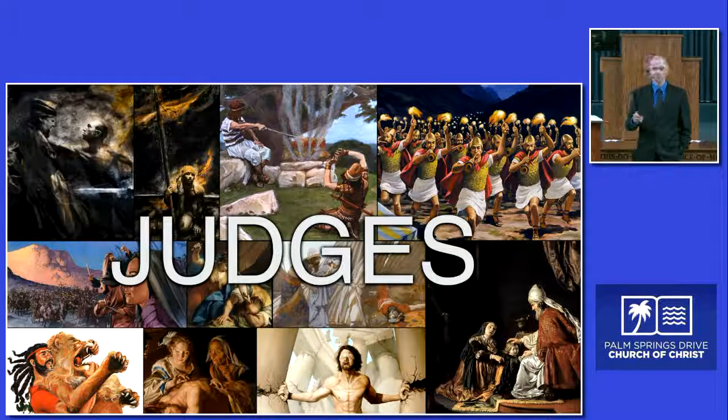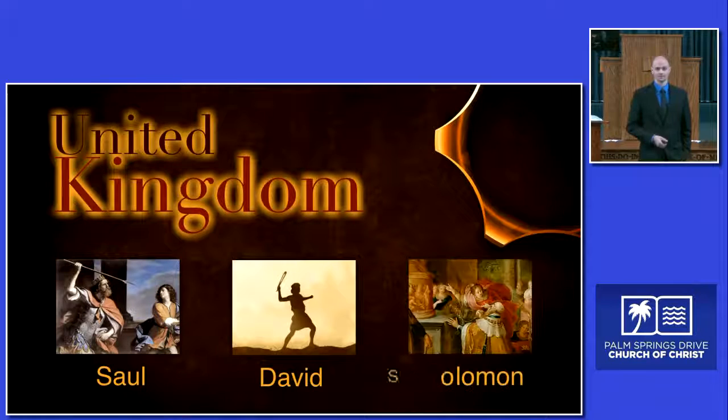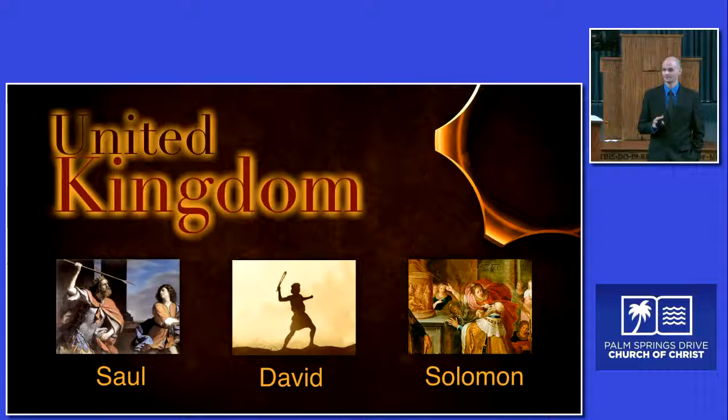The United Kingdom, and that doesn't mean Great Britain. We could say United Monarchy. Who are the three kings of the United Kingdom? Saul, David, and Solomon. Saul was foolish. David was a man after God's own heart. Solomon started out very wise, turned away from God because of his wives, and turned to idolatry. It was because of his idolatry that we have idolatry for the next more than 200 years.